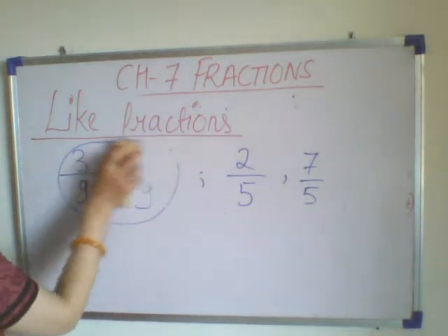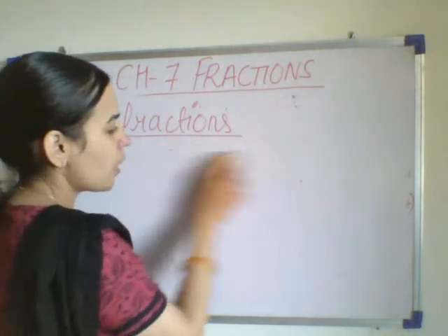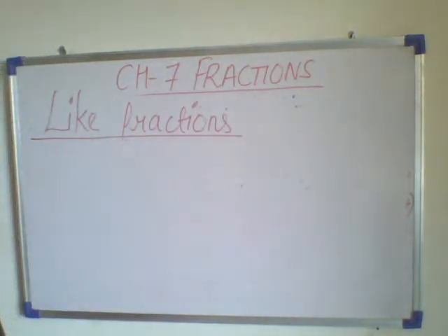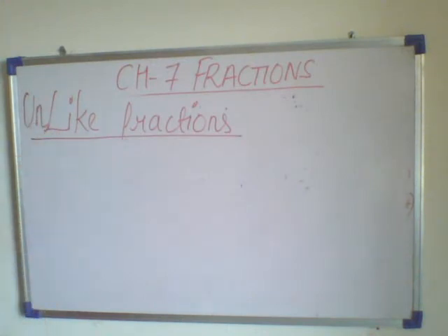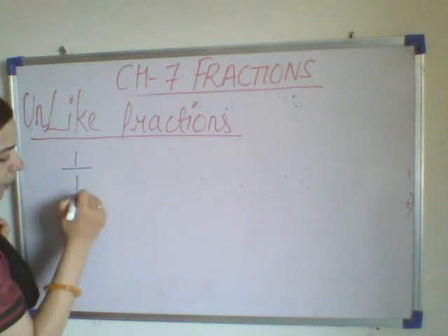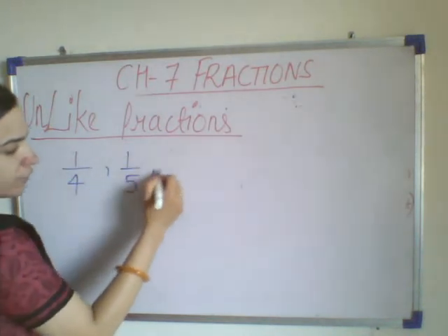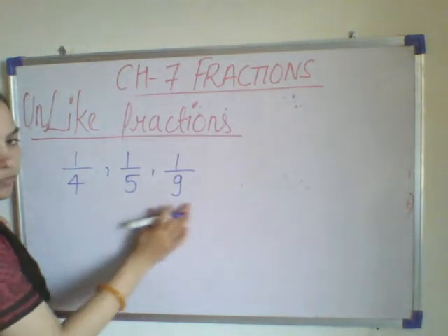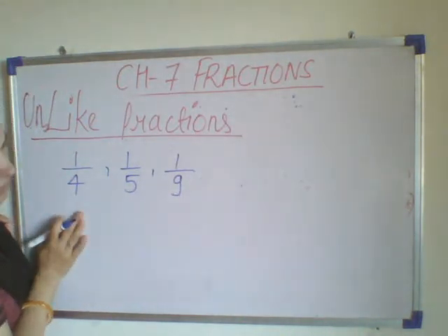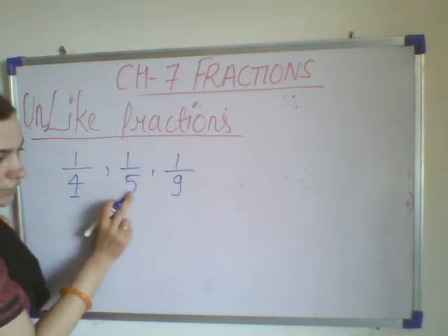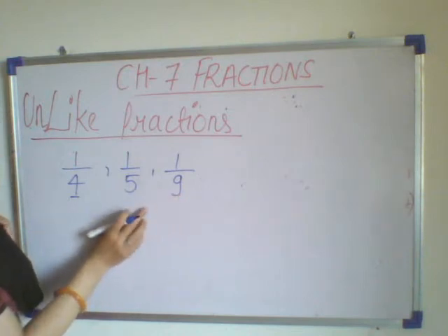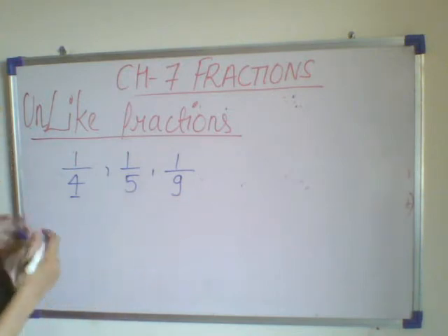Next, we will be doing unlike fractions. What are unlike fractions? Fractions having different denominators are called unlike fractions. For example, 1/4, 1/5, 1/9. This type of fraction is unlike fraction. Why? Because here the denominator is different. In this it is 4, here it is 5, here it is 9. So it is called an unlike fraction.